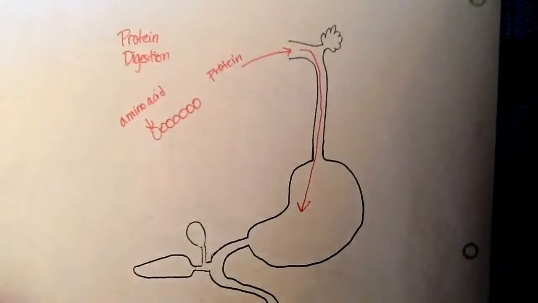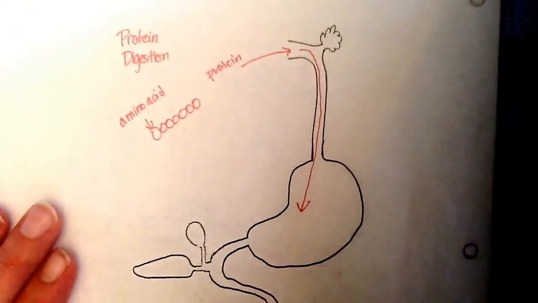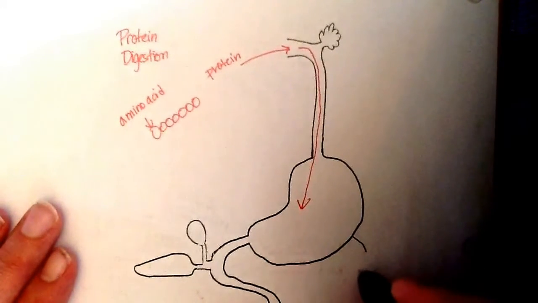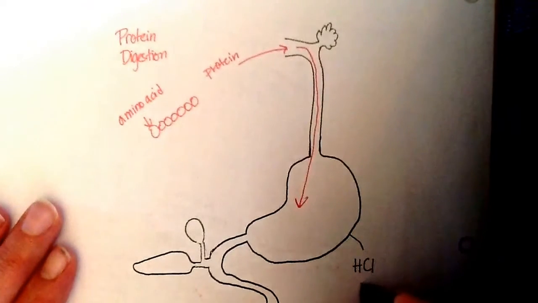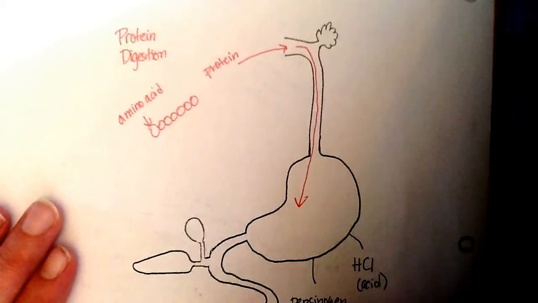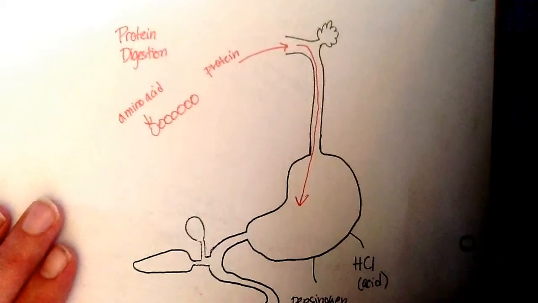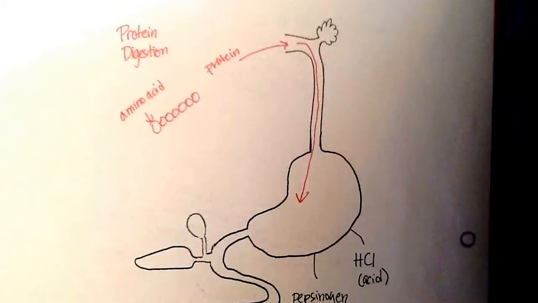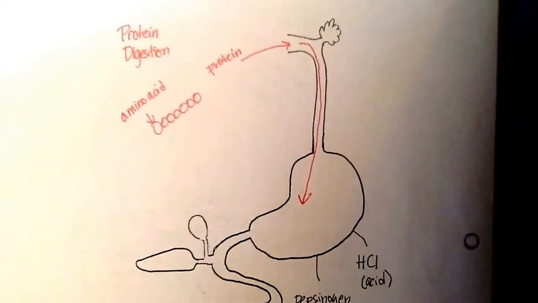Once we're in the stomach, there are two cells in the lining of the stomach that produce things that are going to help. The one cell is going to produce hydrochloric acid, and the other one is going to produce pepsinogen. Pepsinogen is a zymogen. And a zymogen is a precursor to an enzyme. Sometimes it's referred to as a proenzyme as well.